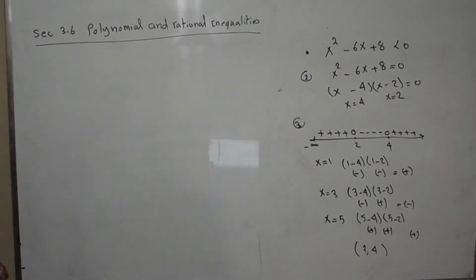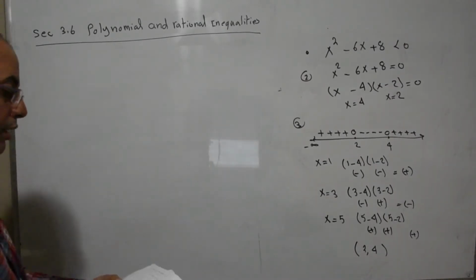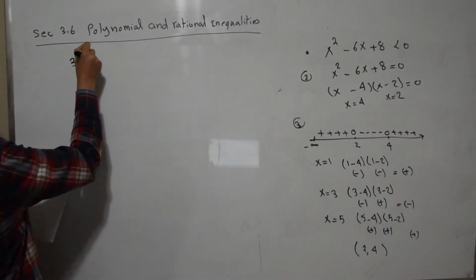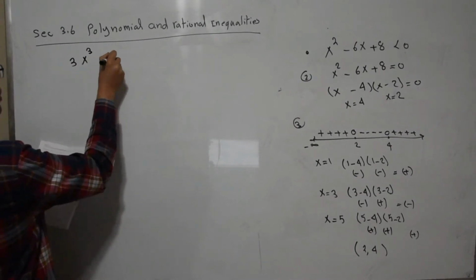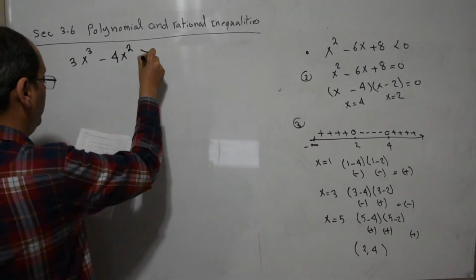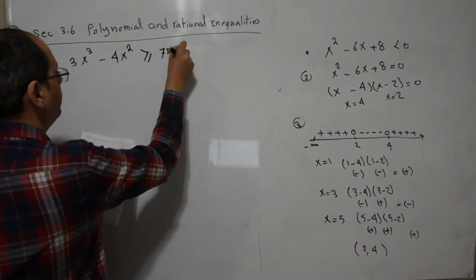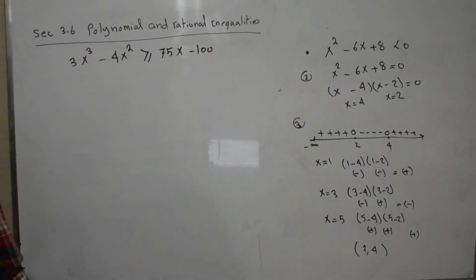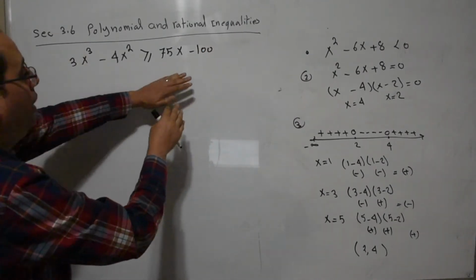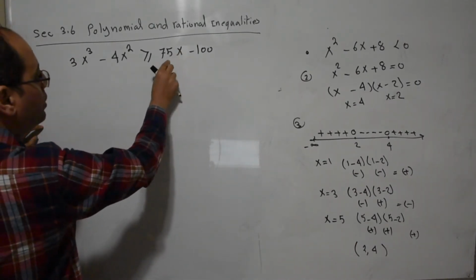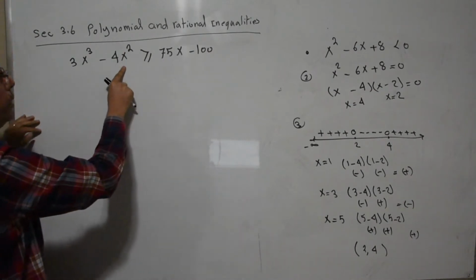Alright, so I have another example. Here, I have 3x cubed minus 4x squared is greater than or equal to 75x minus 100. Okay, the first step here is to get everything to the left. So I'm going to subtract 75x and add 100.